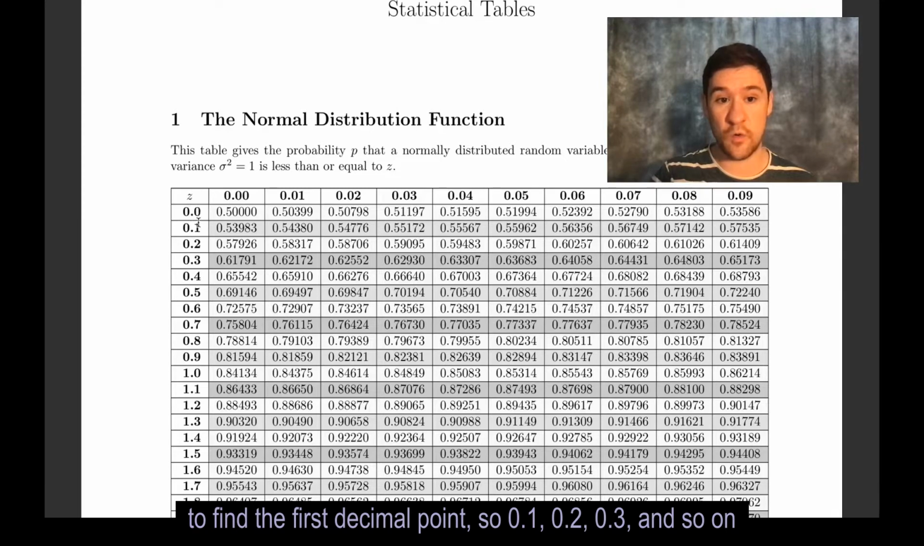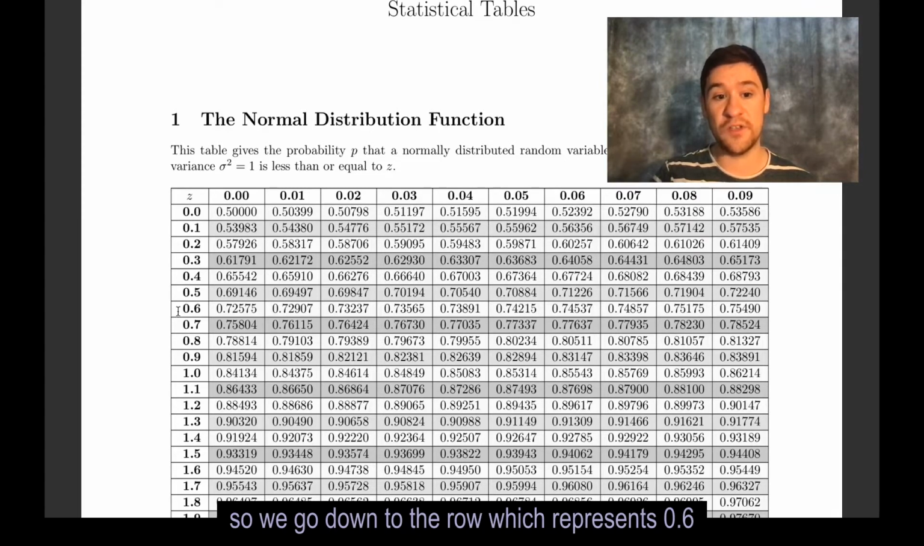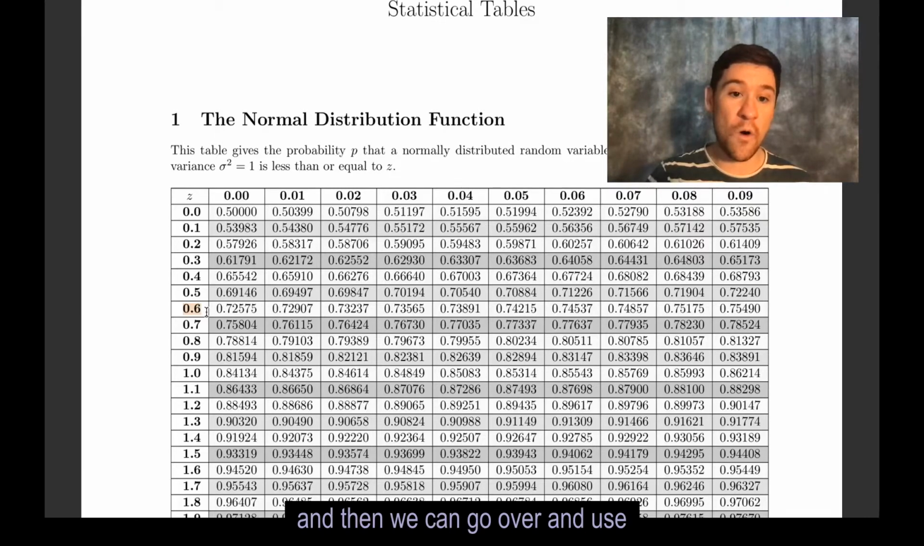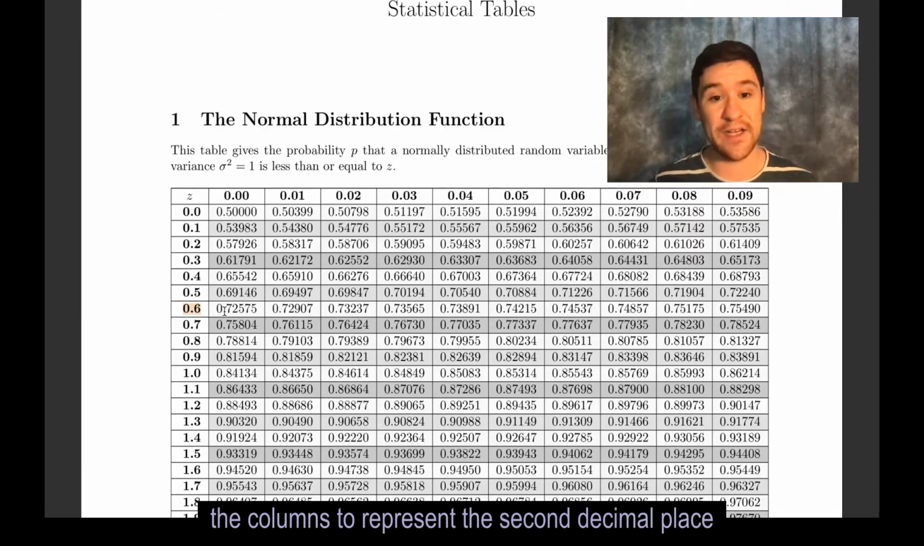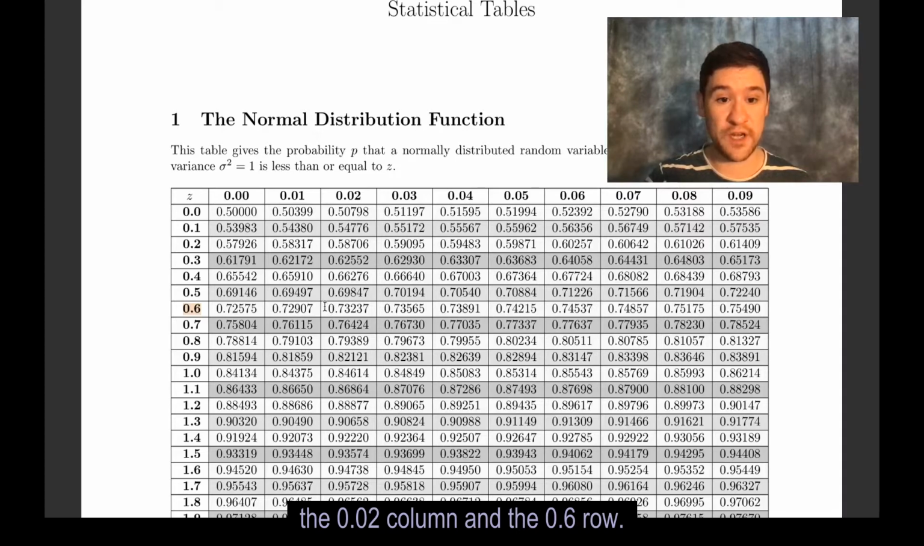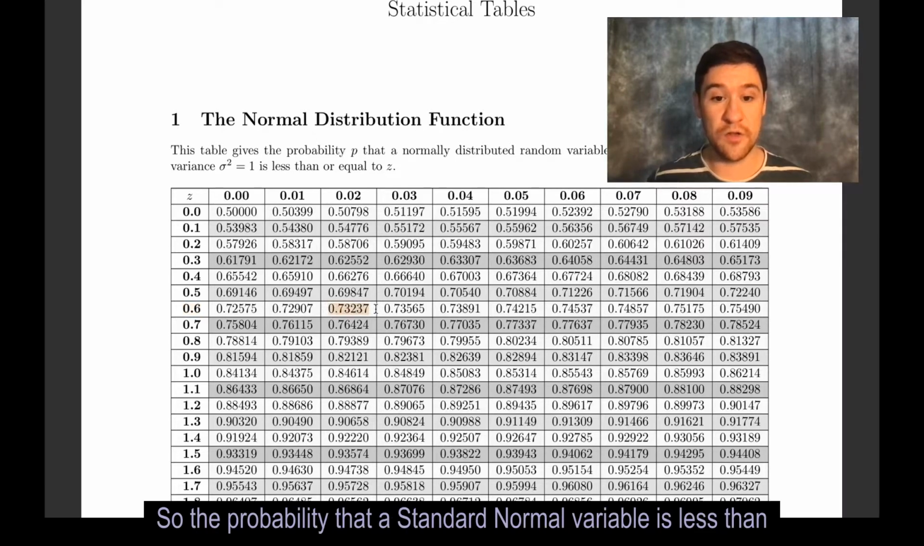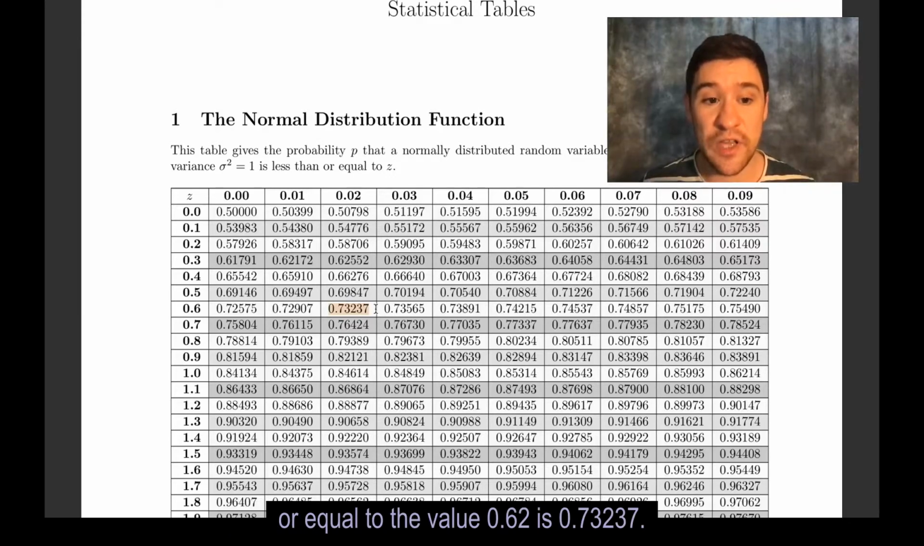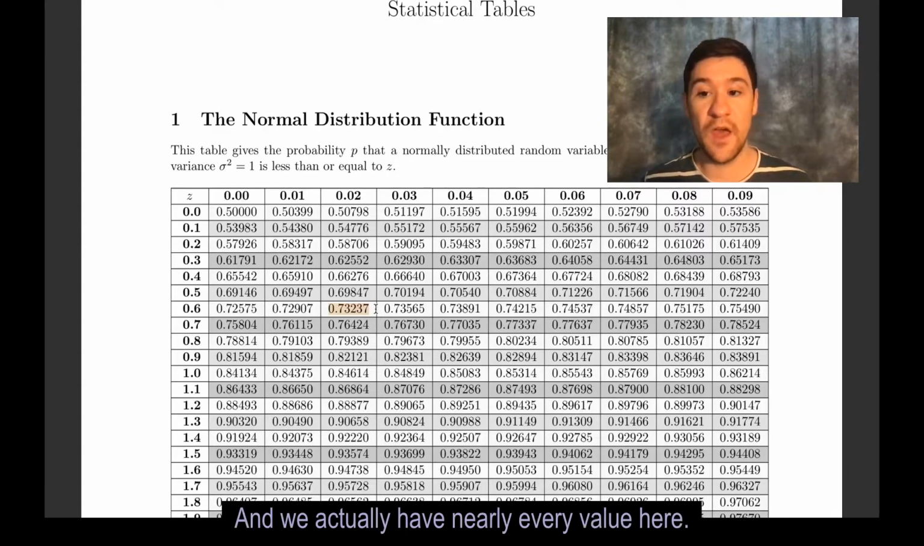so 0.1, 0.2, 0.3 and so on. So we go down to the row which represents 0.6, and then we can go over and use the columns to represent the second decimal point. So we can go over to 0.62, which is the 0.02 column and the 0.6 row. So the probability that a standard normal variable is less than or equal to the value 0.62 is 0.73237.